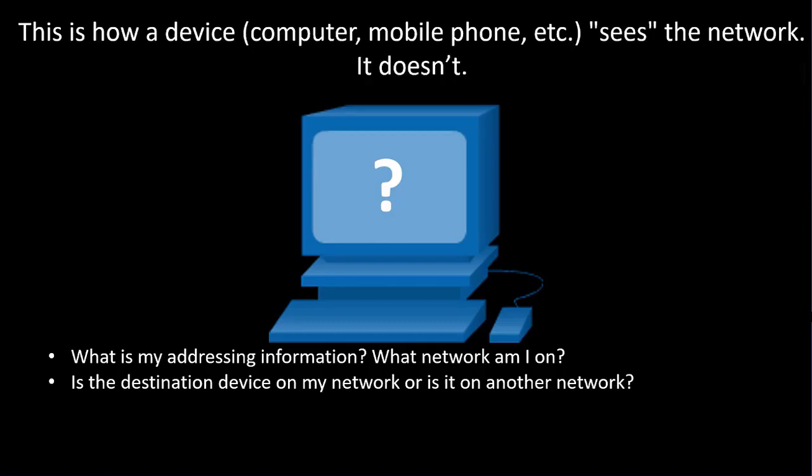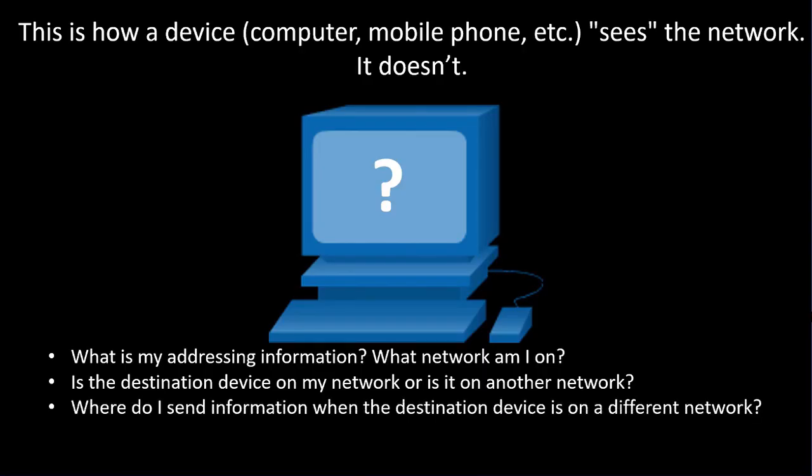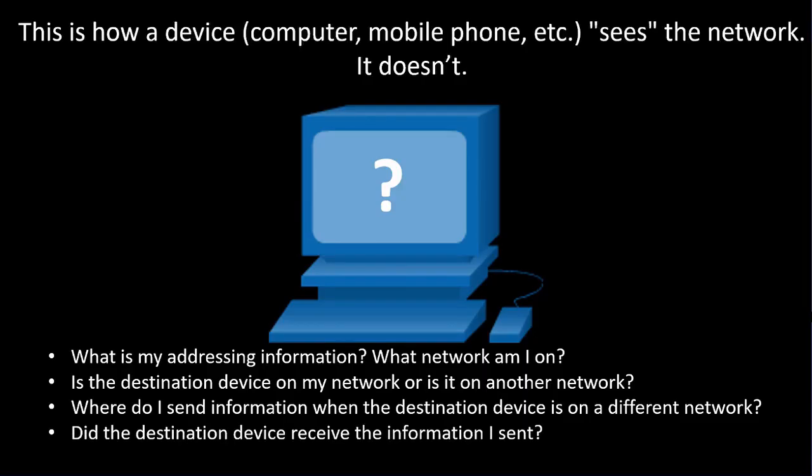How does a device know if the destination device that it needs to send information to is on the same network or another network? If the destination is on another network and the information has to travel through intermediary devices, how does the source device know where to send it next? How does the source device know if the information it sent was received or if it needs to resend anything that might not have reached the destination? The answer to all of these questions is protocols, the rules that govern how devices communicate.